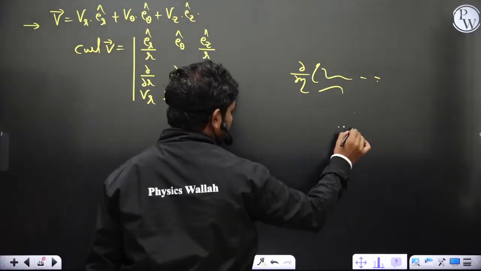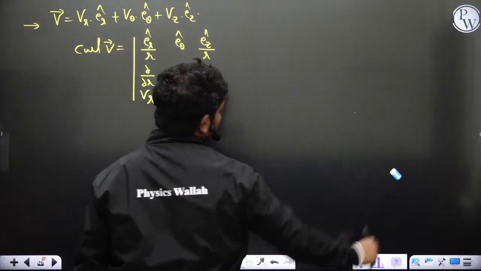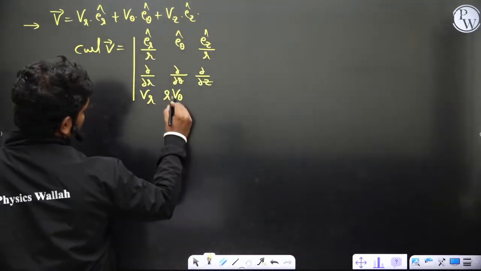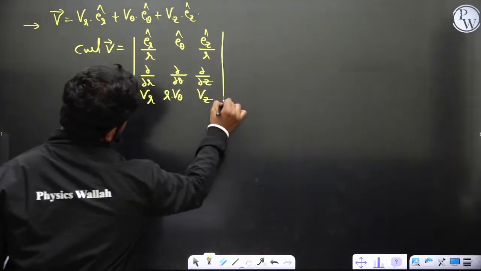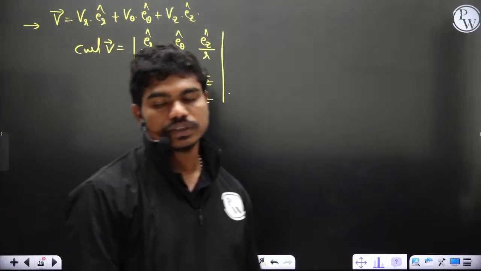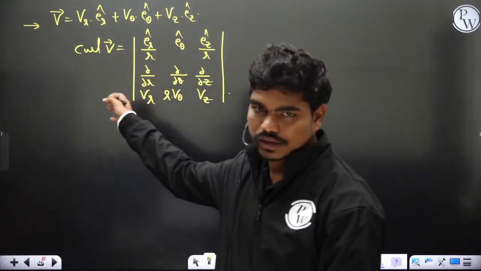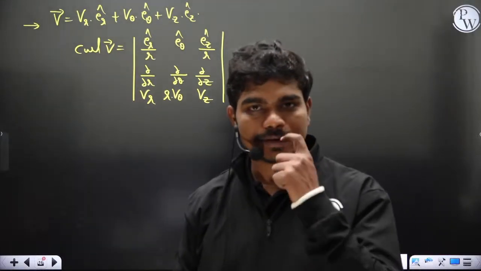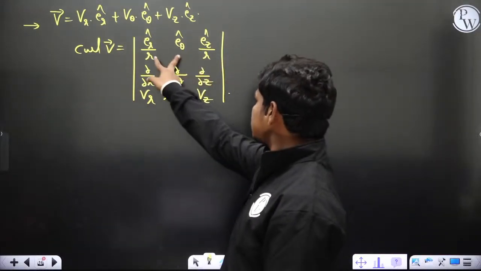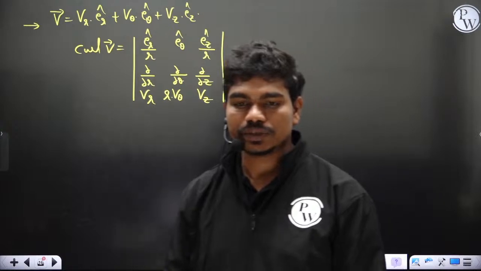So this cancels. Fine, so you have 1 by r. This is actually r v theta and this is vz. This is the curl. So this is the expression for curl in polar. Taking the determinant like you do for Cartesian, the same you have to do, but these 2 r's and this excess r will come into the picture.